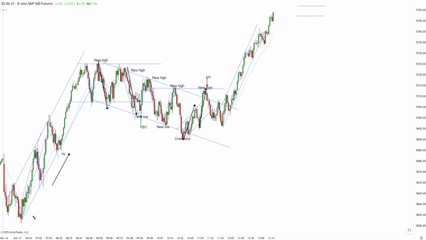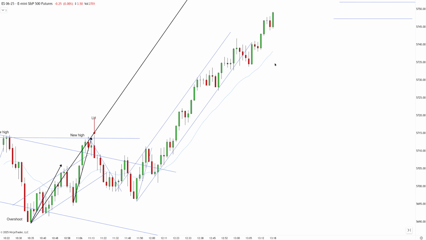But I think we're going to go higher because if I'm going to measure the first leg like this, we expect market to reach the second leg. So let's see what's going to happen.